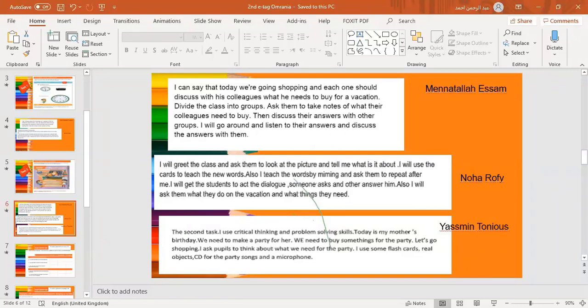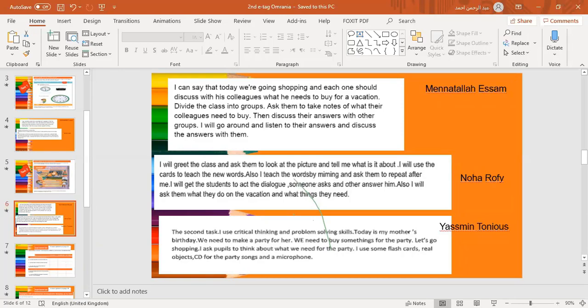So to make the students think about what things are needed for a birthday, what things are needed for making a cake and a present for our mother and so on. Let's go shopping. This is another thing, shopping, to make a shopping list and to buy them. They will learn how much those things cost. I ask pupils to think about what we need for the party.